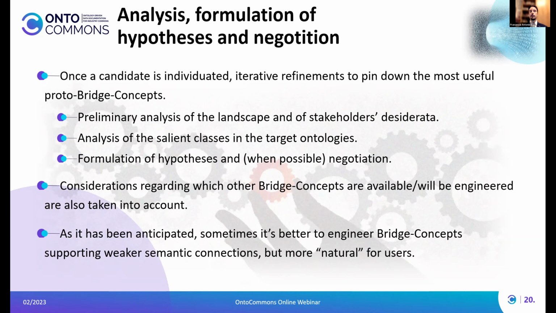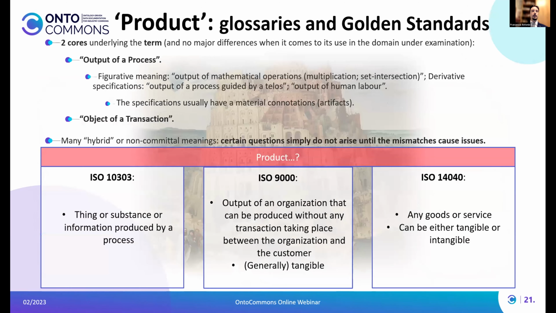Negotiation also plays a role when the relevant parties take part in the alignment. Consideration regarding which other bridge concepts are available or will be engineered should not be disregarded. And finally, as was anticipated, sometimes it's better to engineer bridge concepts supporting a weaker semantic connection, but more natural for users.